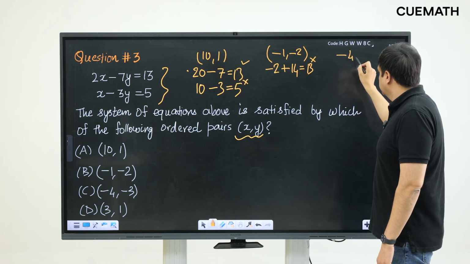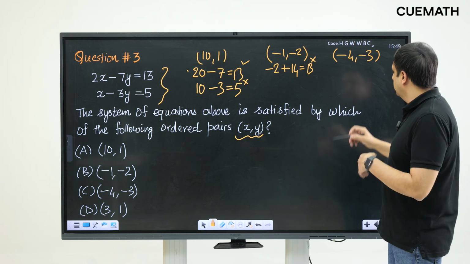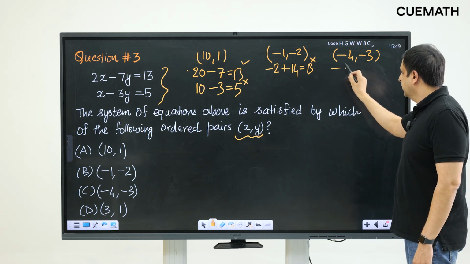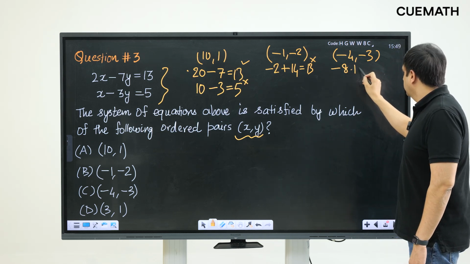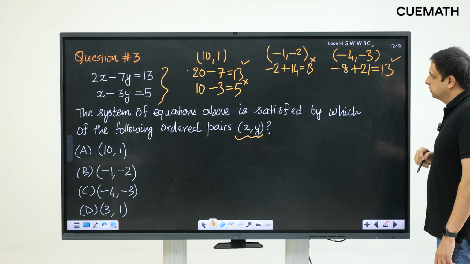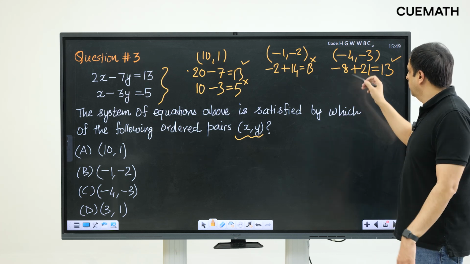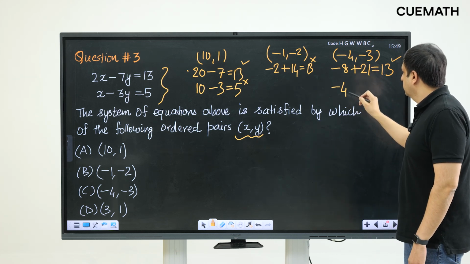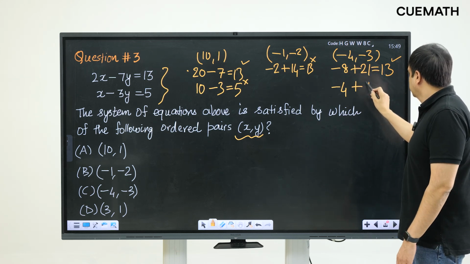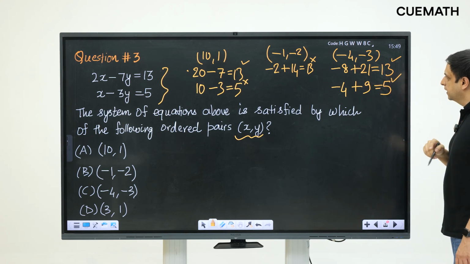Now I'll take minus 4 and minus 3 and see if this works. So 2x minus 7y, so 2x is minus 8, minus 7y will be plus 21. This is equal to 13, yes it is, so this works. But I'll now take the second equation, x minus 3y equal to 5. So x is minus 4, minus 3y will be 9, minus 3 times minus 3, and this should be equal to 5, and yes indeed it is.